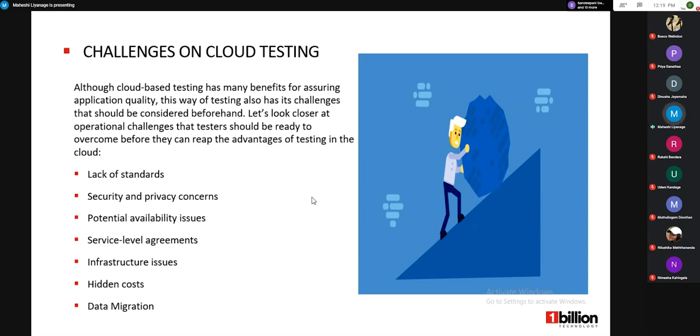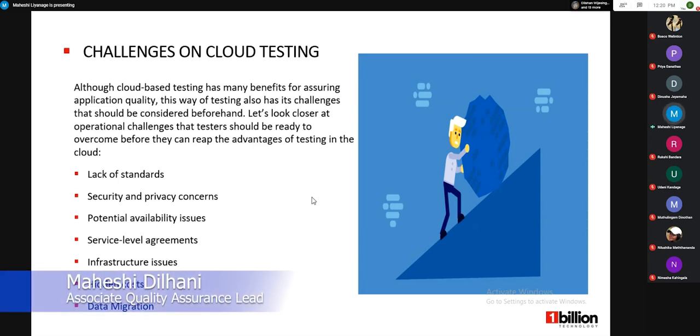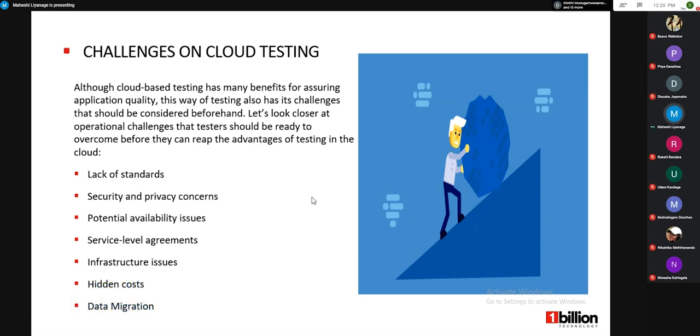Then we have service level agreements. These cloud-based tool providers provide some terms and conditions, but they are written in a biased and misleading way. So you have to pay close attention to those conditions before you purchase cloud-based tools. And then we have infrastructure issues. Before choosing any cloud-based testing tool, you have to make sure that the configurations, technologies, and storage the provider offers match your requirements.